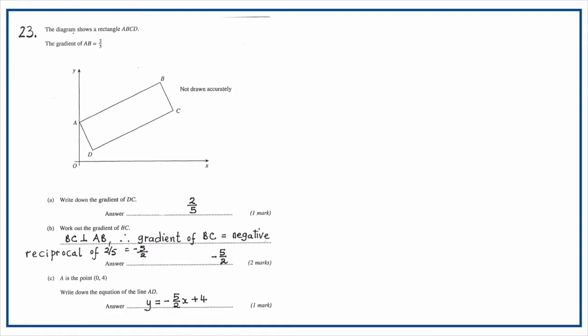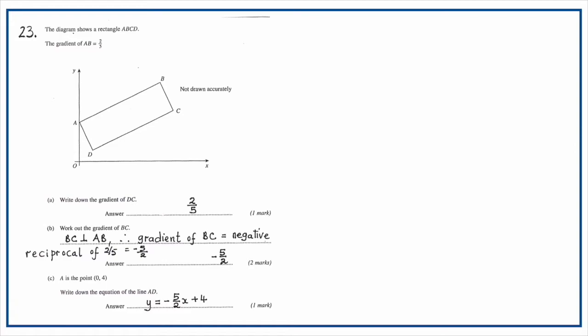Part C. A is the point 0, 4. Write down the equation of the line AD. Now AD is parallel to BC, so they will have the same gradient of minus 5 over 2. So the equation of the line AD is y equals minus 5 over 2 x plus 4, because the intercept on the y-axis is 4.